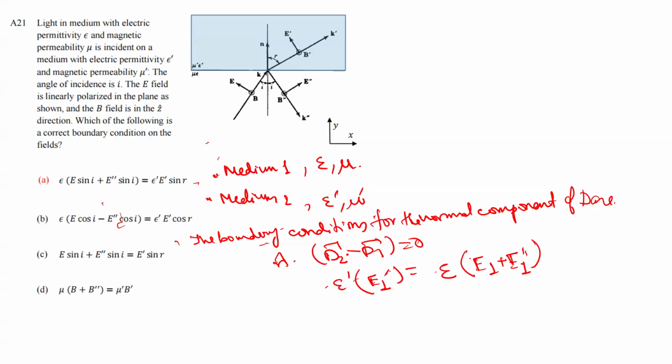Where E is the incident field, E single prime is the reflected field, and E double prime is the transmitted field.